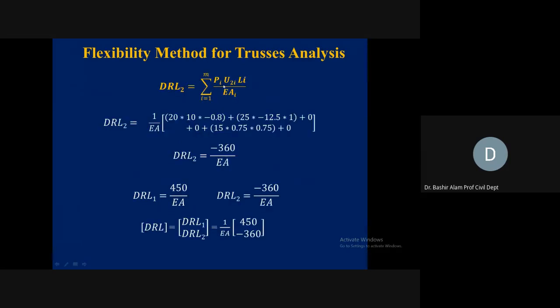DRL2 now is coming from the product of PU2 and times length. So here again, you see the length of all the members, all the 6 members, it is the contribution. So DRL2 is calculated. DRL matrix is now complete. 450 over EA and minus 360 over EA.